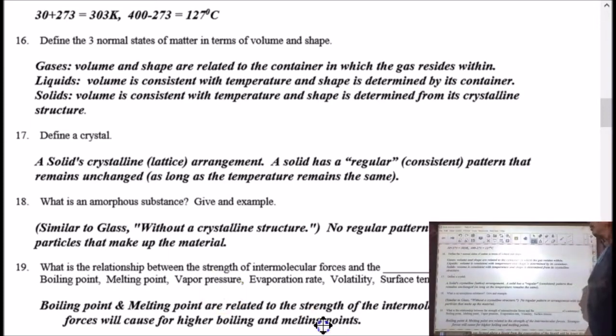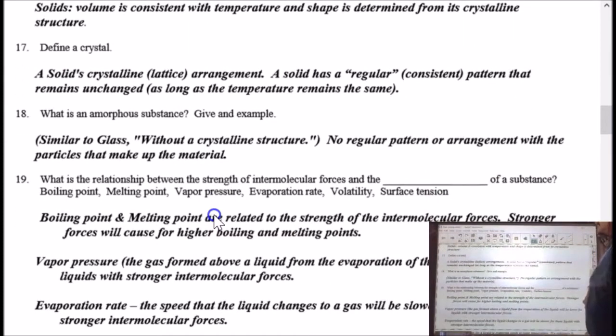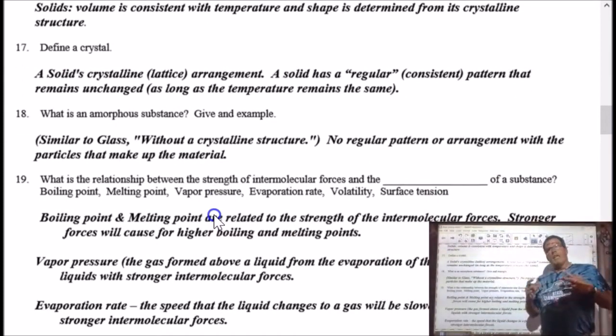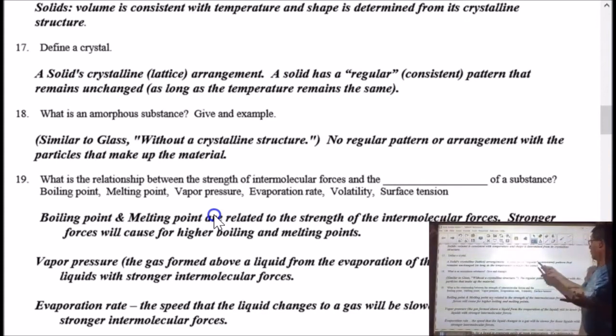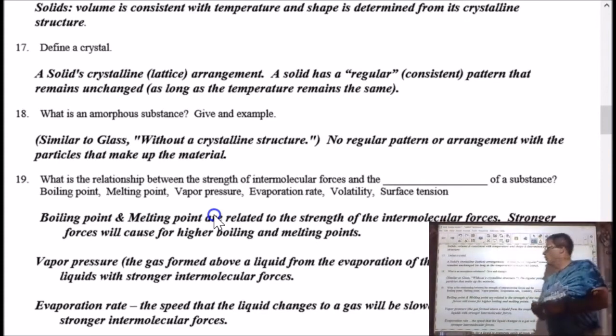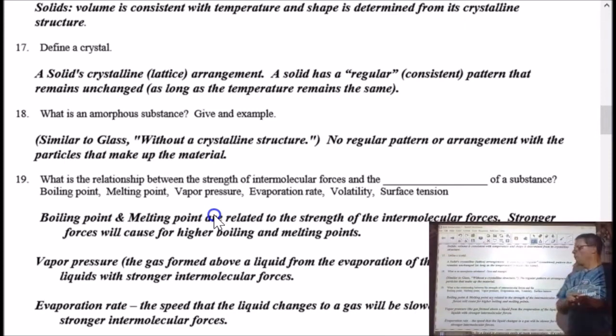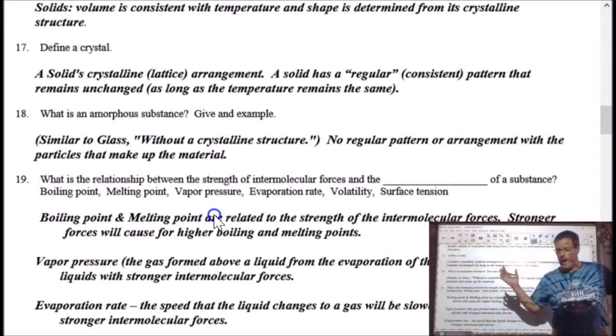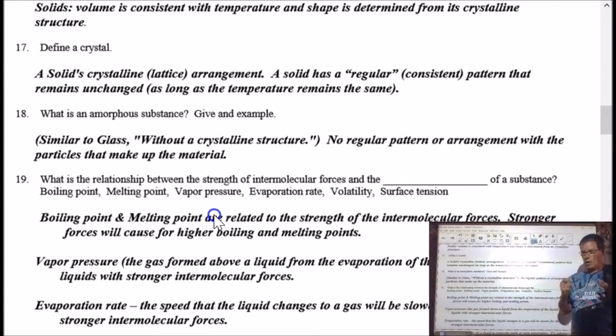Define a crystal. A crystal is anything that's a solid. It has a regular pattern, a regular arrangement. It can be ionic. It can be made up of only metals, but it has a structure associated with it. So I have on here, it's a regular, consistent pattern that remains unchanged as long as the temperature remains the same, or if there's no external pressure that's really causing it to change. And again, it has to be a force that causes it to change in that regard.